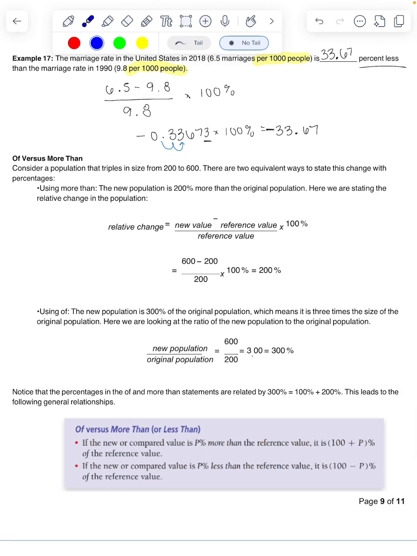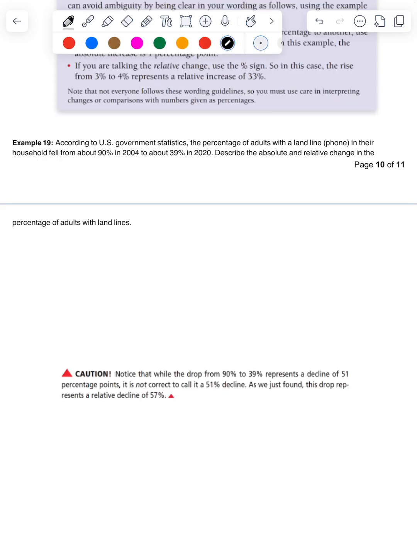Or we can use of, the new population is 300% of the original population, which means it's 3 times the size of the original population. So here we're just looking at the ratio of new to old. New divided by old, 600 divided by 200 gives me 300%. Both of these statements are true.